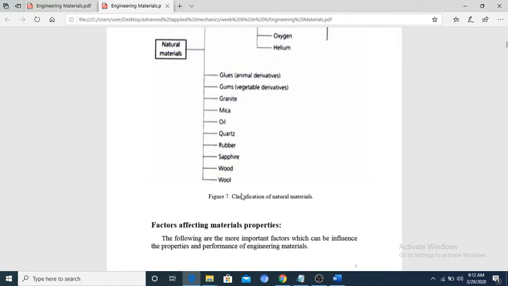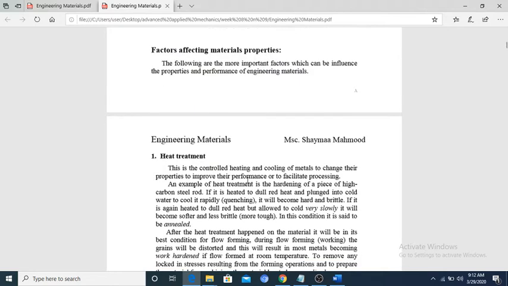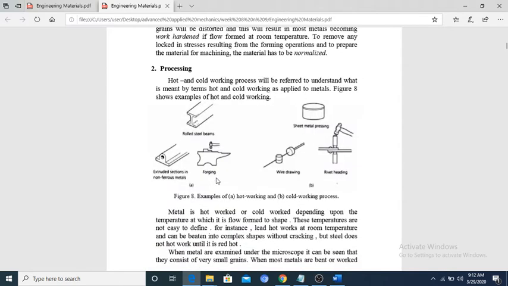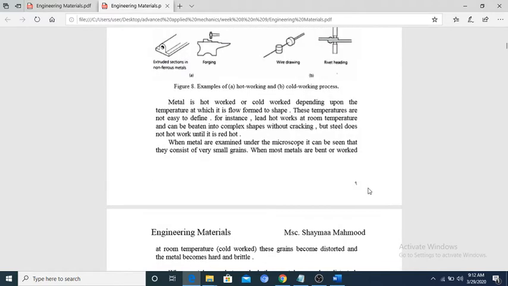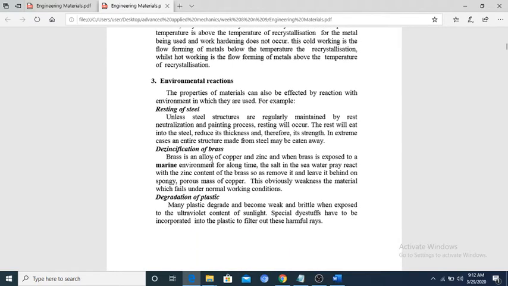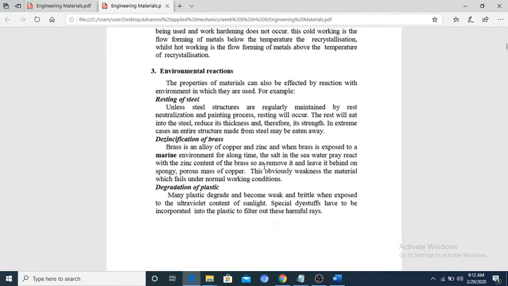So what are effective material properties? It consists of heat treatment, the processing for this. Examples are A, hot working, and B, cold working process. And then environmental reaction, consisting of rusting of steel, dissipation of brass, degradation of plastic.